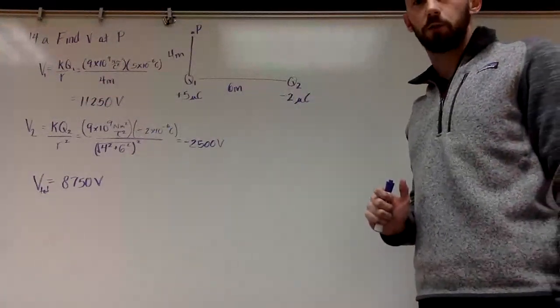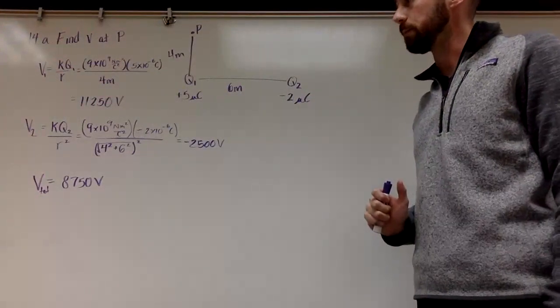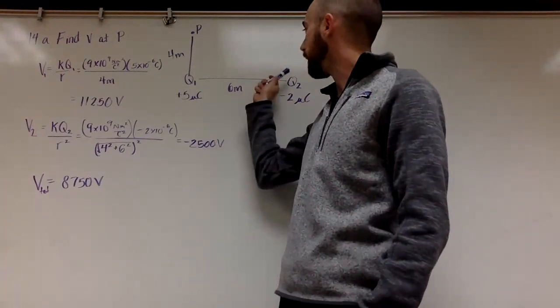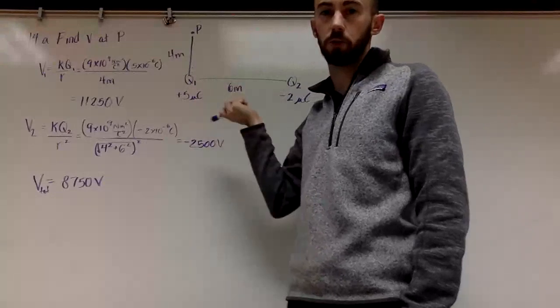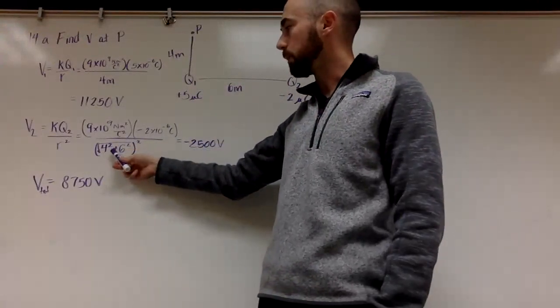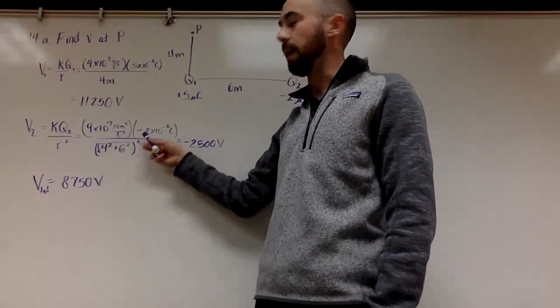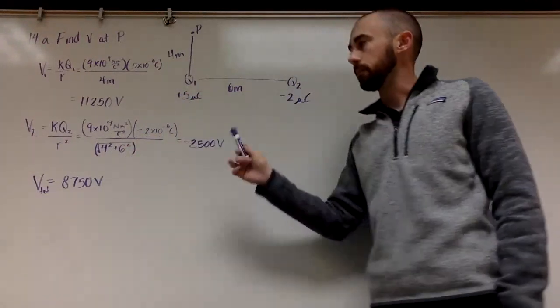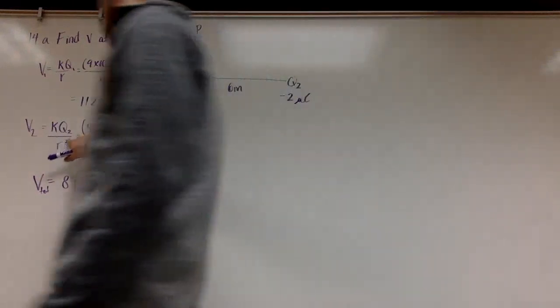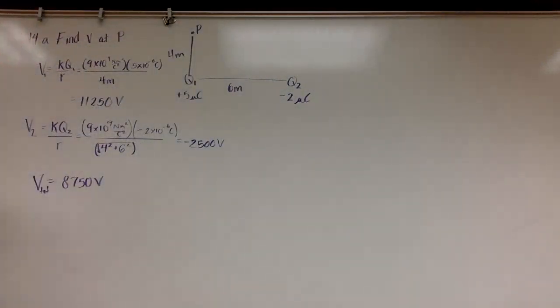Now for the voltage of 2, it's going to be a little bit different because I'm now at an angle here. I've got to figure out what this distance is. So just Pythagorean theorem it, 4 squared plus 6 squared, square root of that. I don't need a square there. There we go. Leave the square root like that. I don't know why I put a square on there. There we go, corrected it.